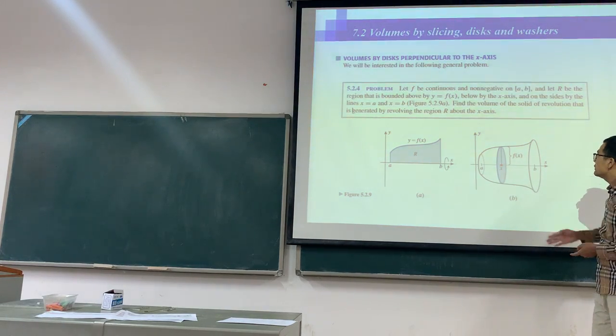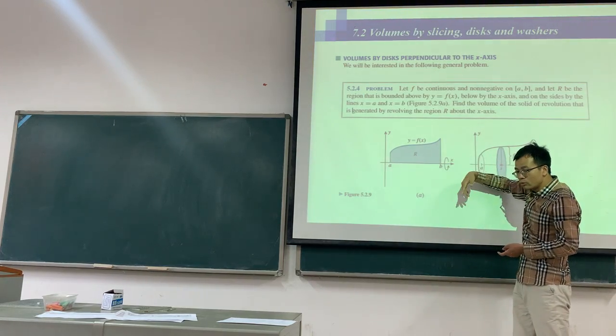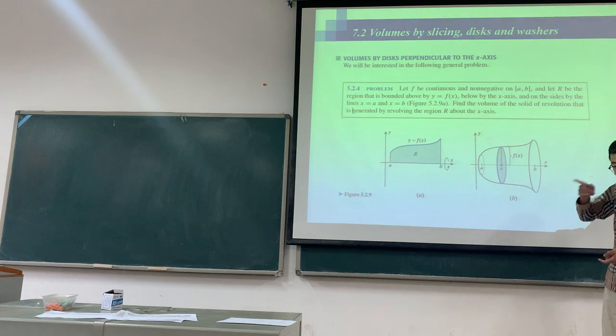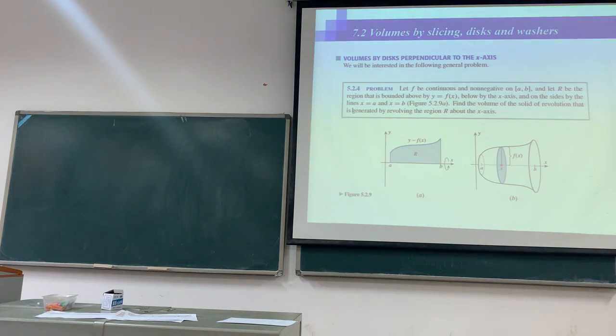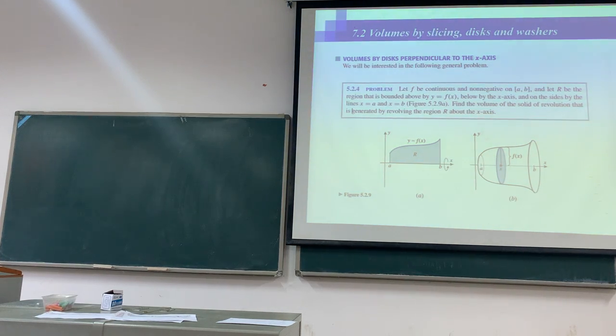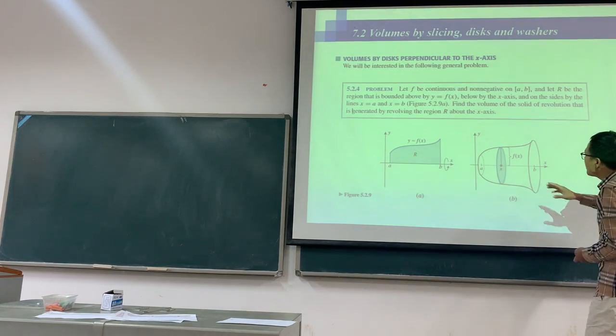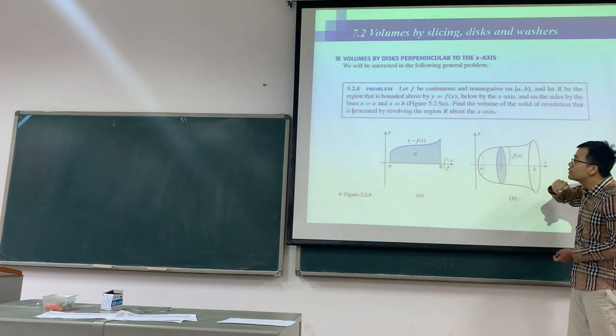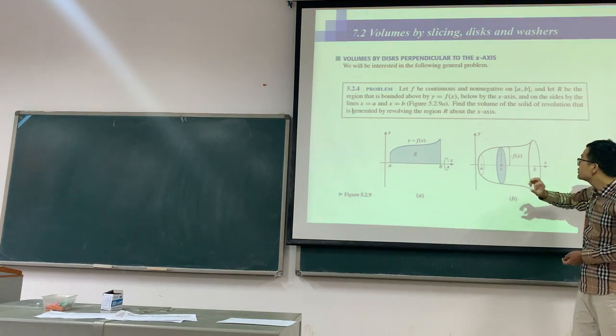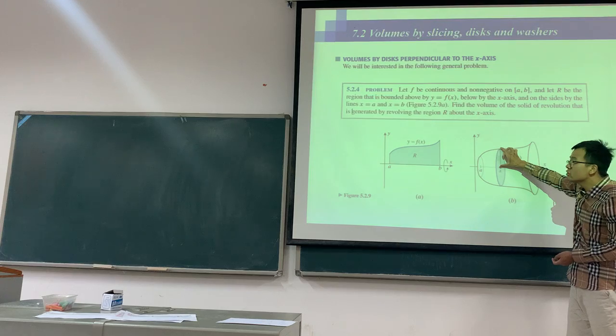It's easy to see that, because it is revolving, each cross section is a circle. So we need to find the area of a circle. We just need to find the radius, and the radius is this part.